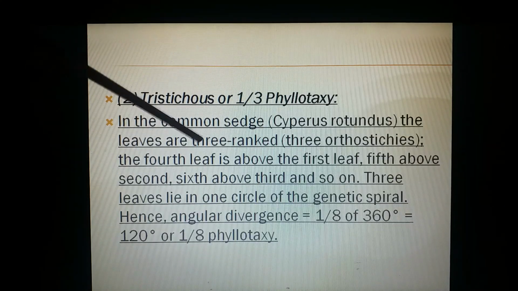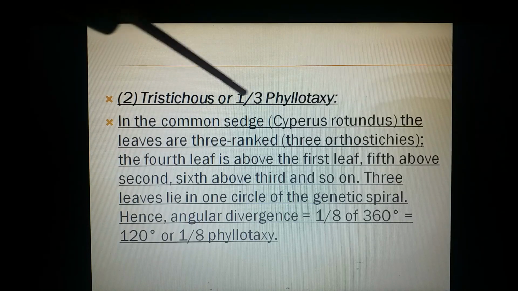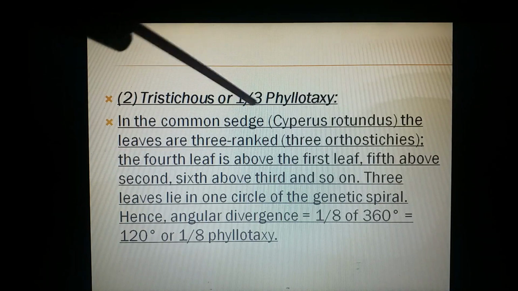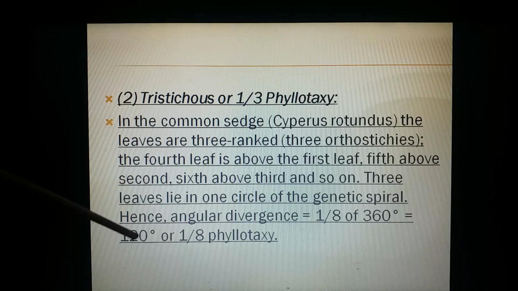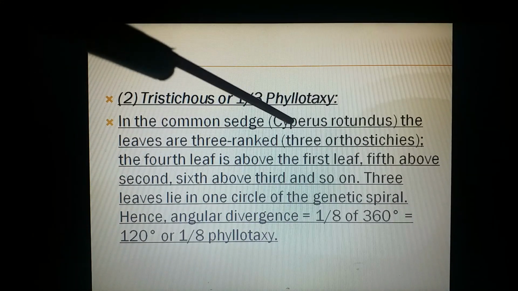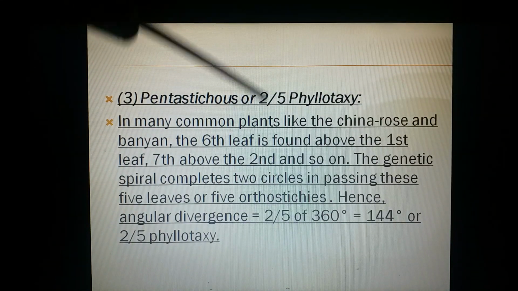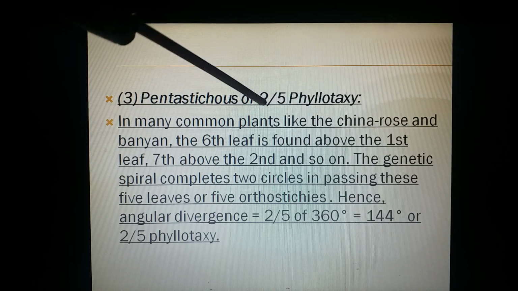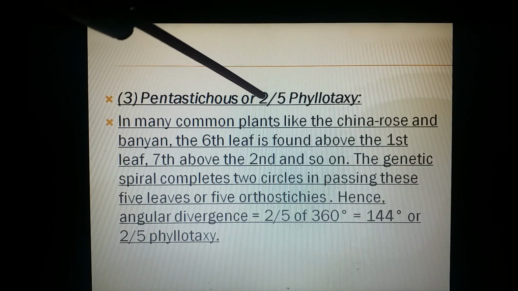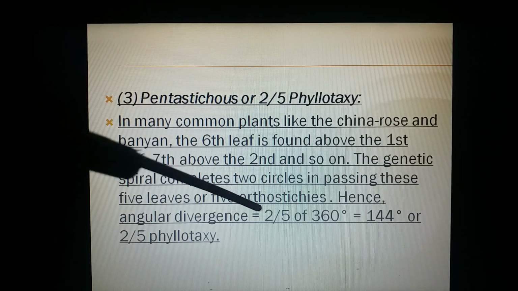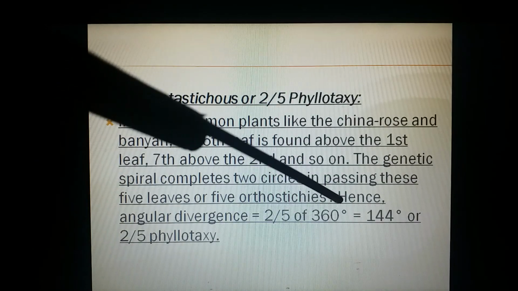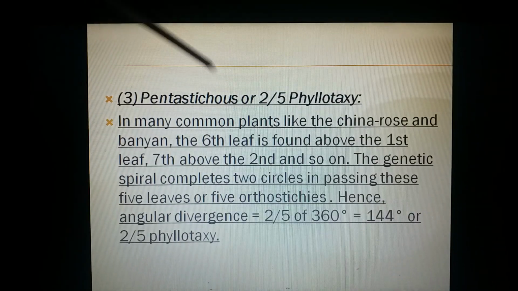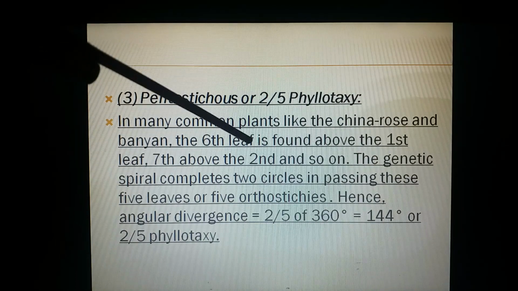And the tristichous condition: the leaves are arranged in 3 vertical rows and it takes only one genetic spiral. It is 1/3 phyllotaxy. The angle of divergence is 120. The example is Cyperus. Pentastichous means leaves arranged in 5 vertical rows, and to cover those 5 rows, we have to take 2 genetic spirals. So it is 2/5 phyllotaxy, and the angle of divergence is 144. The examples for that are hibiscus and ficus.